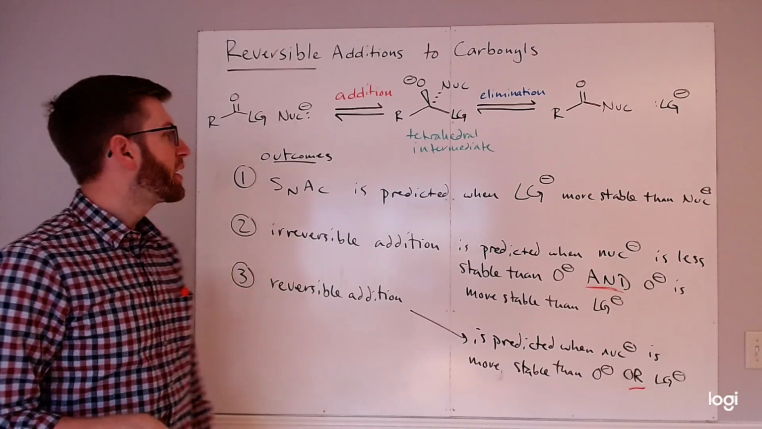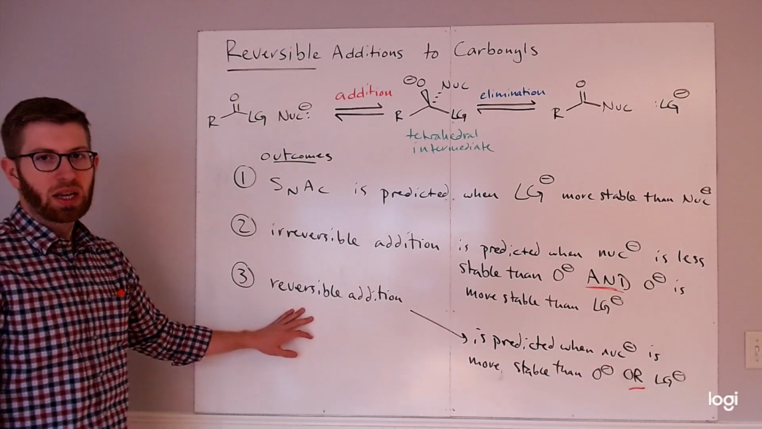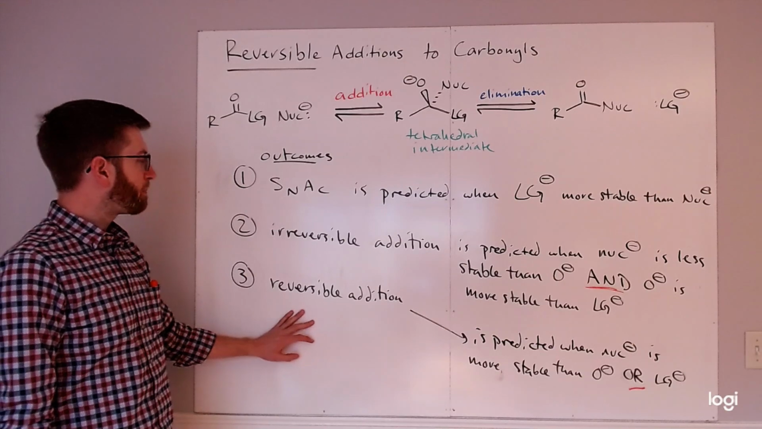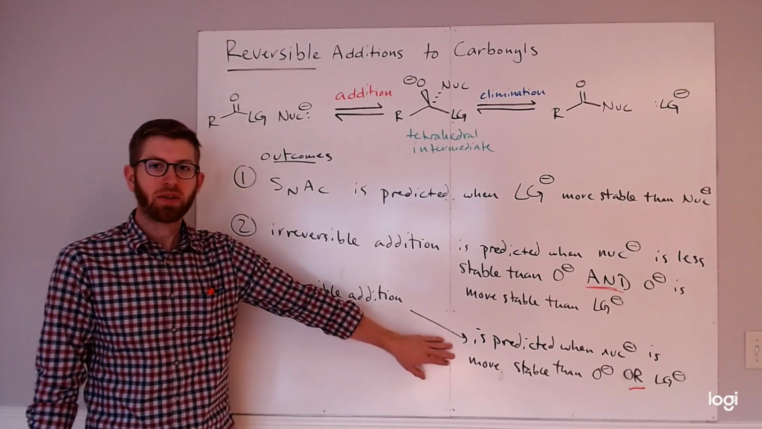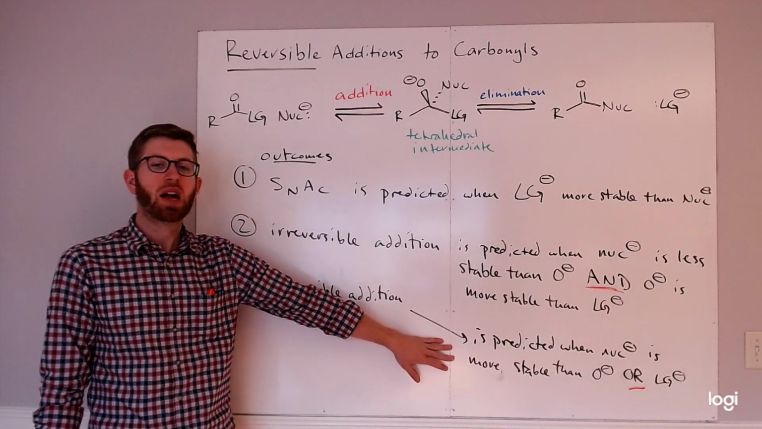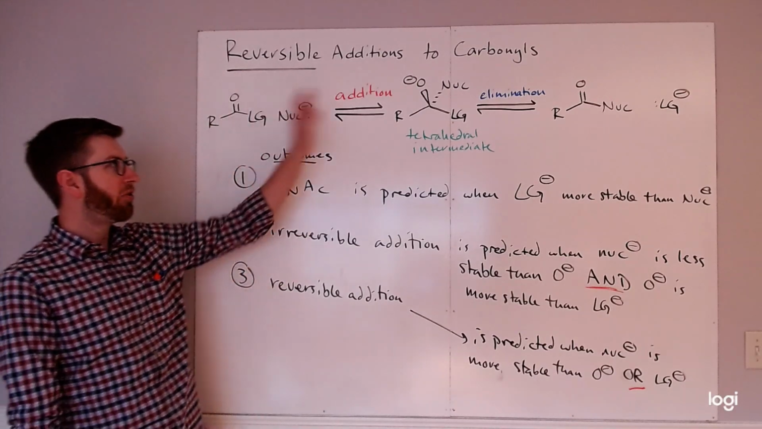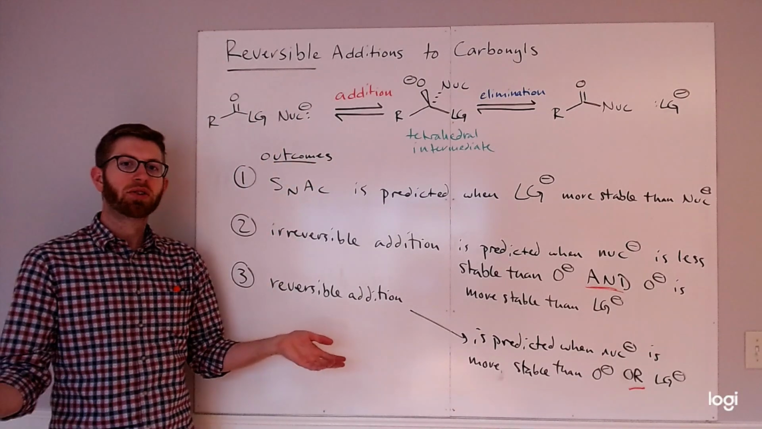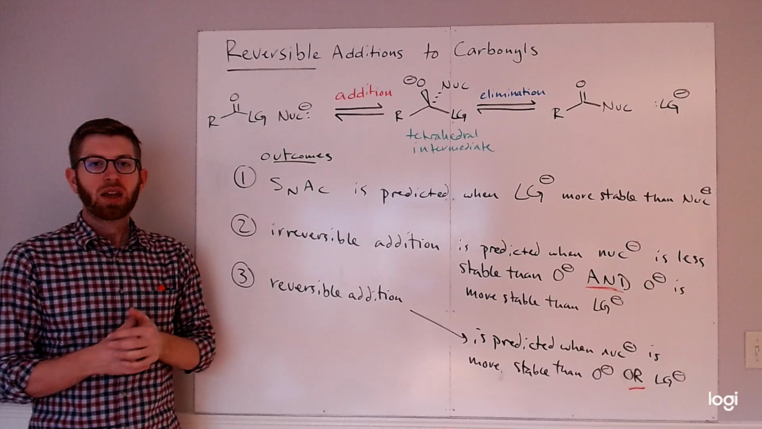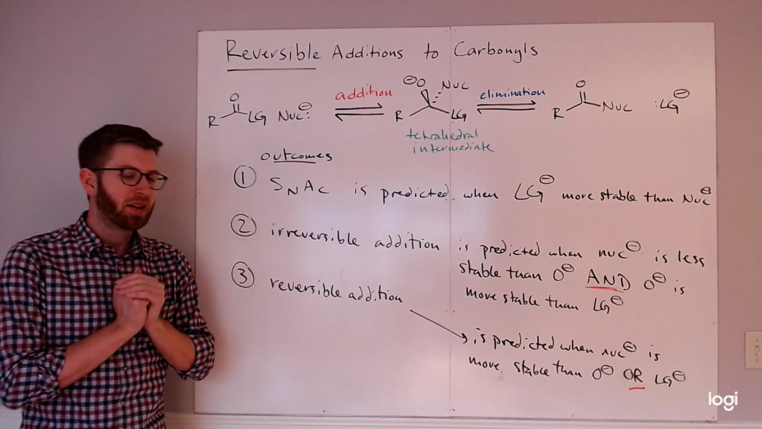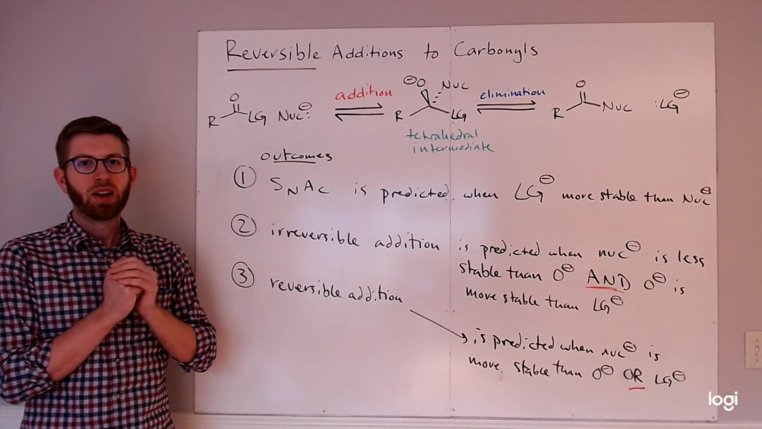Right, so we can see that this reversible addition case is going to show up under a very highly predictable set of instances. And so now we can actually make predictions about where we're going to fall here just based off of your understanding of anion stability and also some data that corresponds with anion stability.